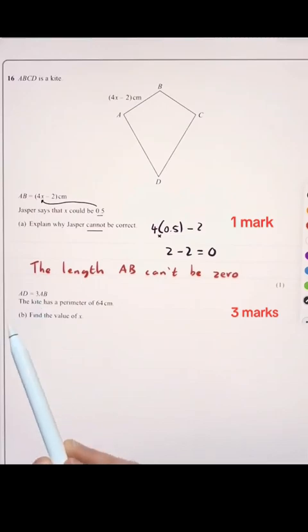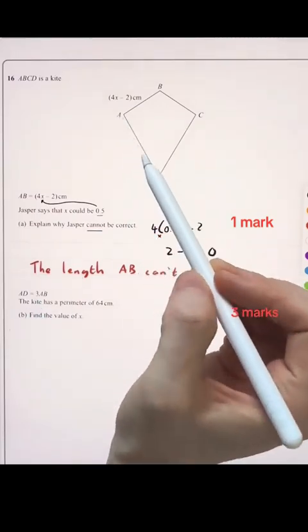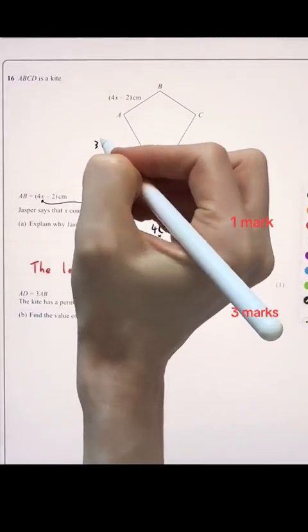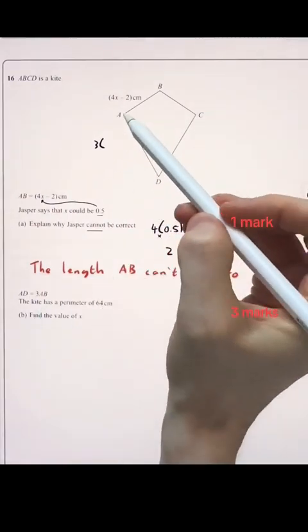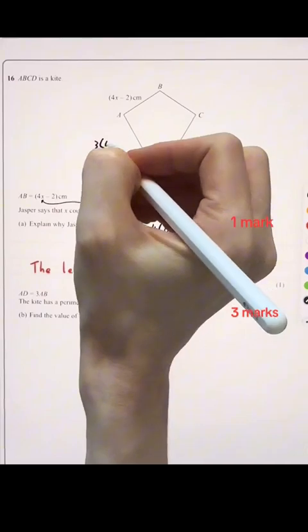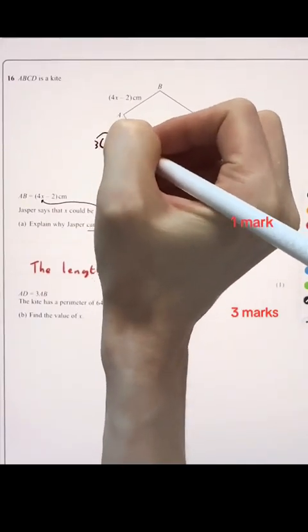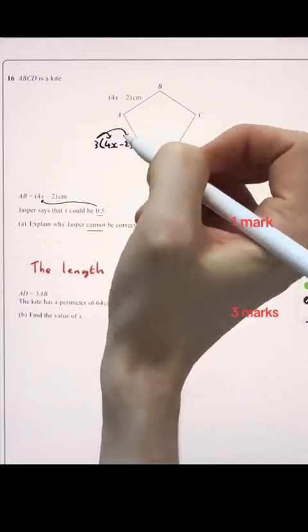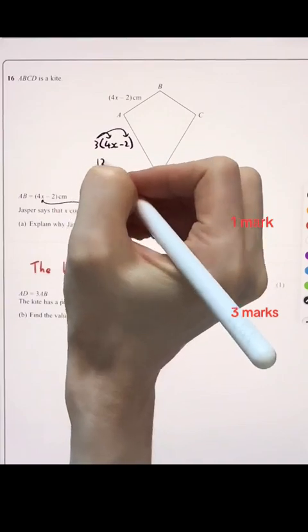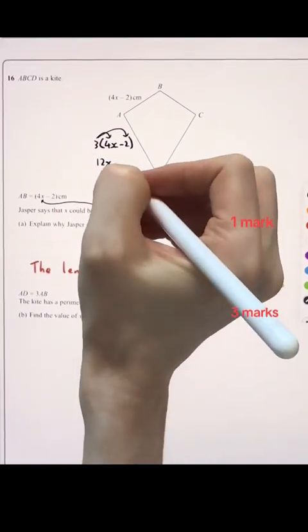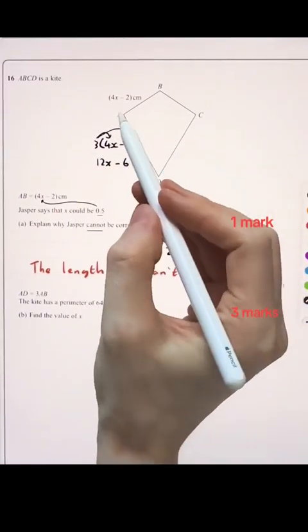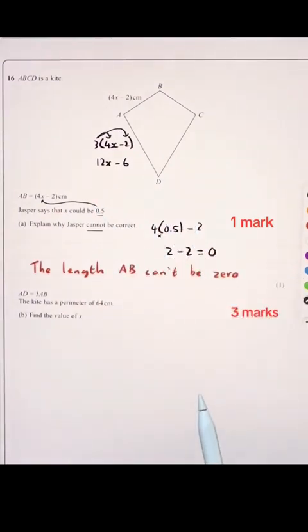AD equals 3AB. Therefore, AD is 3 lots, so 3 multiplied by the length of AB. And AB we know is, in single brackets, 4x minus 2. Expanding my single bracket, whatever's outside, I'm going to multiply by each term directly inside. Well, 3 times 4x will give us 12x, and 3 times negative 2 gives us negative 6. So the length AD in algebra is 12x minus 6.